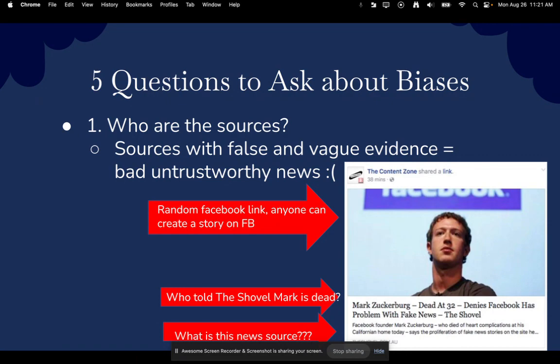True or false. So always look at your sources, especially if you're getting them from social media, because a lot of the times they can be really deceiving or just plain old false. The other thing is, who is this article written by? So it's this news source called The Shovel, and like, who has ever heard of them? And they also don't disclose who told The Shovel that Mark Zuckerberg is dead. And just really, those are red flags that you should look for with a false news story.